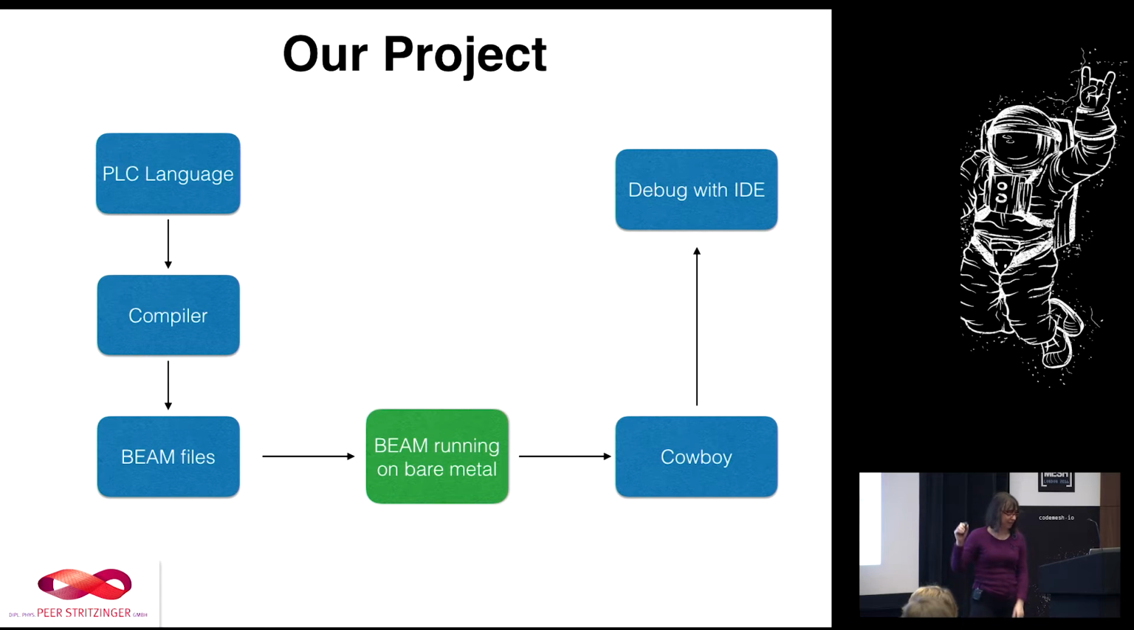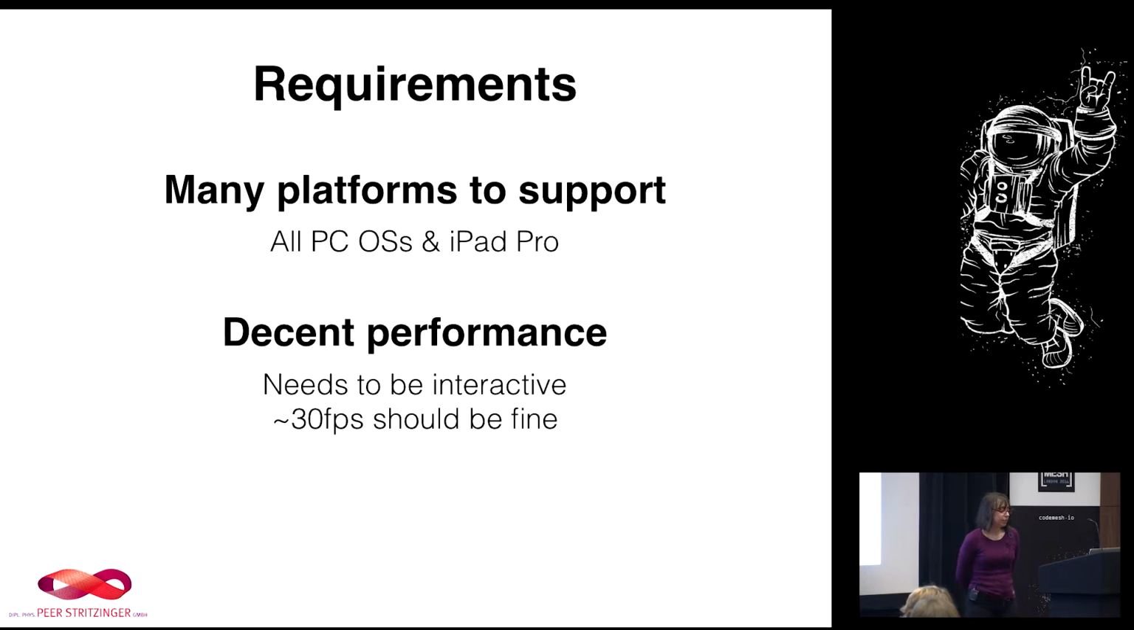So since it's a bit complicated, I'll show you a graph. Our project, so we have the PLC language, people programming this PLC language, their industrial automation stuff, and we have a compiler that takes this PLC language and compiles it to Erlang, but basically BEAM files. And these BEAM files run on the hardware. So we have the BEAM running on the hardware, and also Cowboy is running on the hardware. So Cowboy talks to the runtime of our compiler and our program, and it gives us debugging information we can use in the IDE. The requirements were pretty broad. It had to work on all PLC OSs and also on iPad Pro.